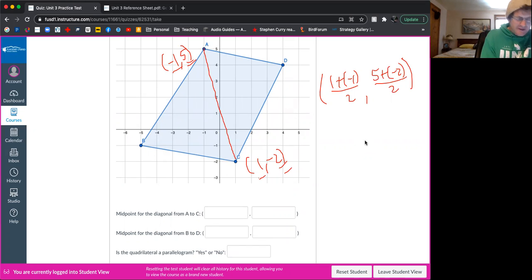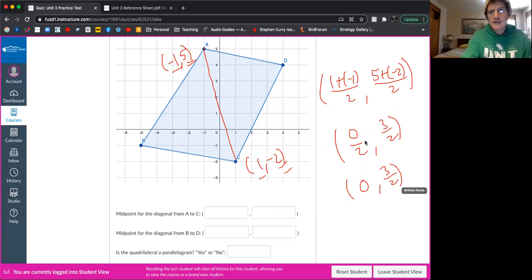So 1 plus -1, we know that's just the same as 1 minus 1, so that's 0 over 2. And 5 plus -2 is the same as 5 minus 2, so that's 3 over 2. So this can simplify down. That's just going to be 0, and that's 3 over 2. So at this point, I need to put these answers in. This is the diagonal from A to C. So the 0 is just a 0. That's pretty straightforward. Your second coordinate is going to be 3/2, and there's lots of different ways of writing this.